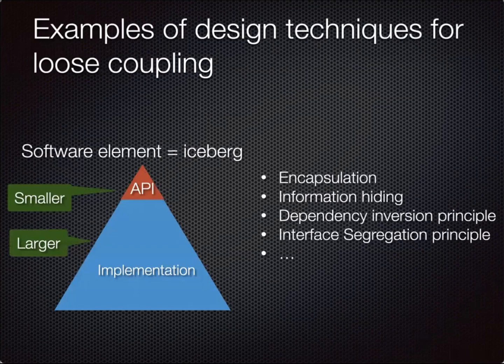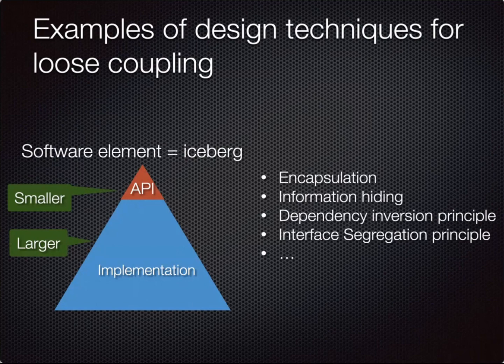But what's interesting about, and there's a few principles that you can apply, right? And this is all in the realm of encapsulation and information hiding. And one metaphor that I particularly like to use is to think of a software element as an iceberg. It has a small, stable API, that's the visible part of the element, that encapsulates a much larger implementation, which since it's hidden, hopefully by the API, can be changed much more freely.